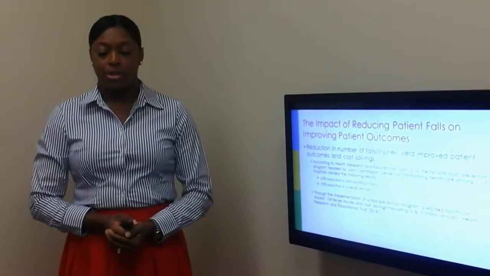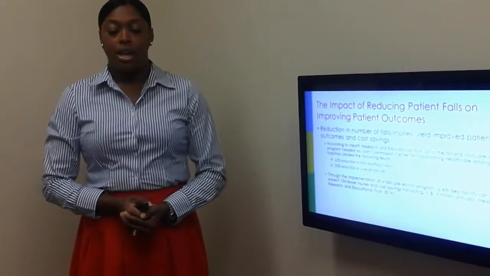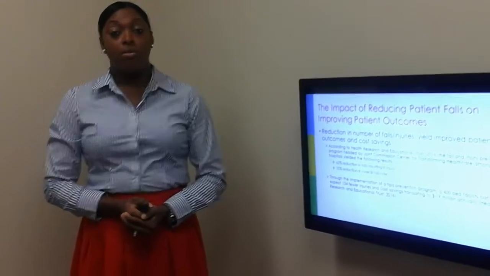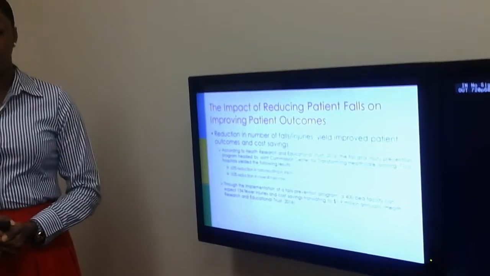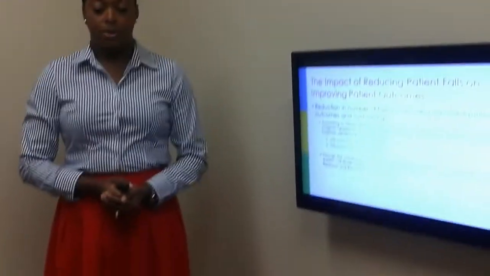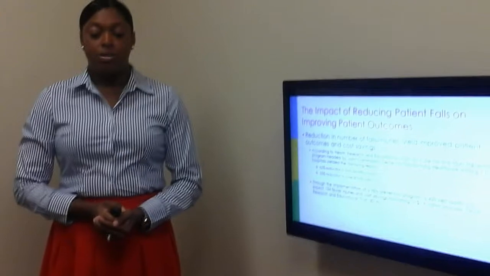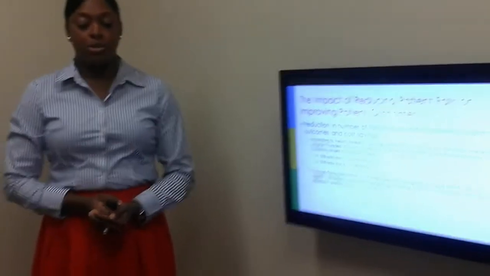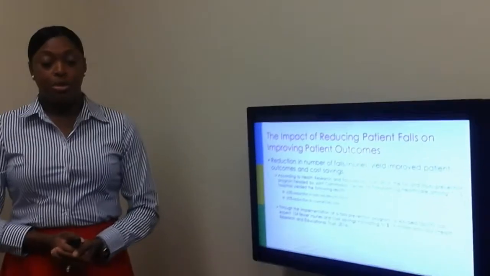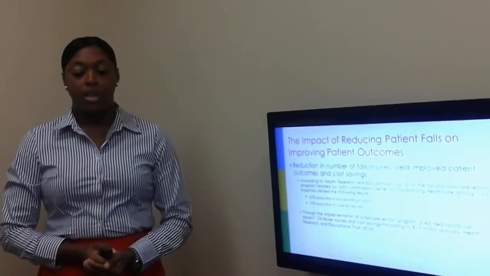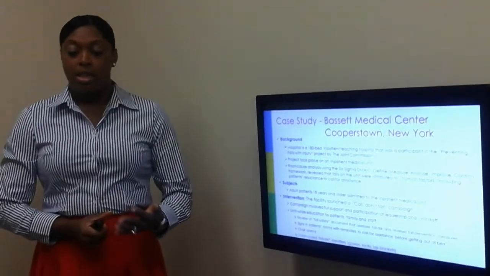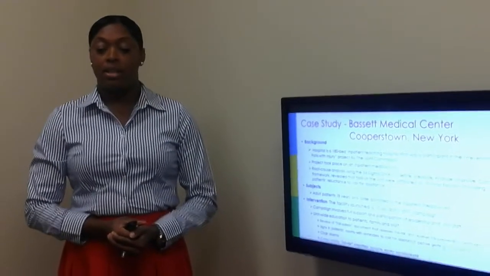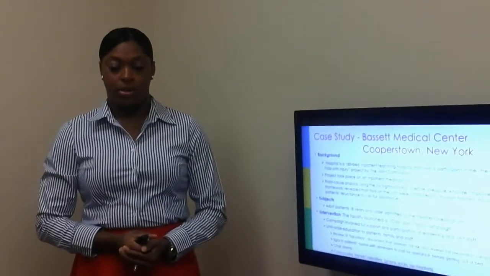There was a 62% reduction in the falls resulting in injury. There was also a 35% reduction in the overall falls rate. As you can see, those numbers are very astounding, and it proves that if falls are reduced, they will yield better patient outcomes. Through the implementation of the Falls Prevention Program, a 400-bed facility can expect 134 fewer injuries and cost savings translating to $1.9 million annually. Again, that supports the idea that if falls are reduced, it can positively impact patient outcomes.